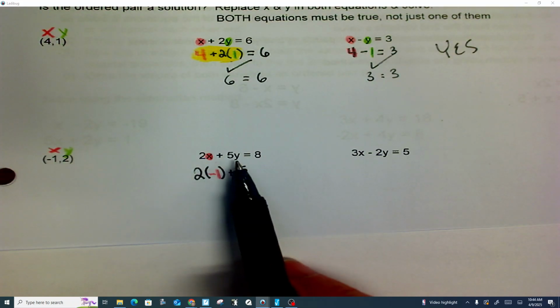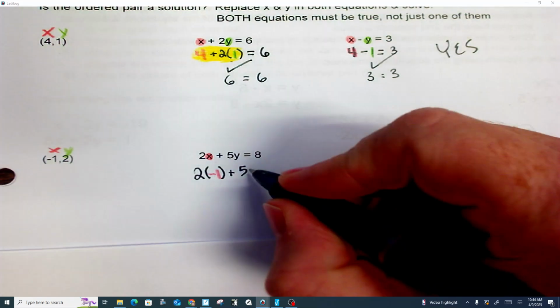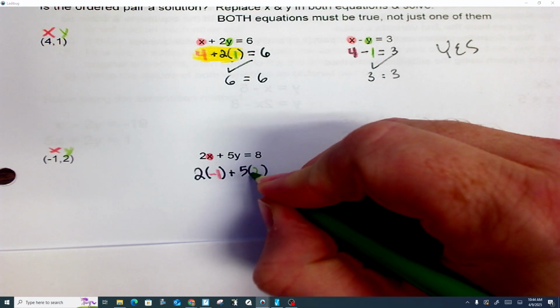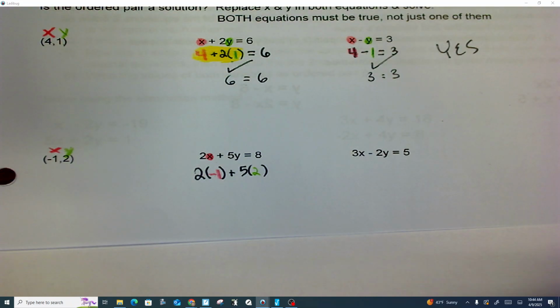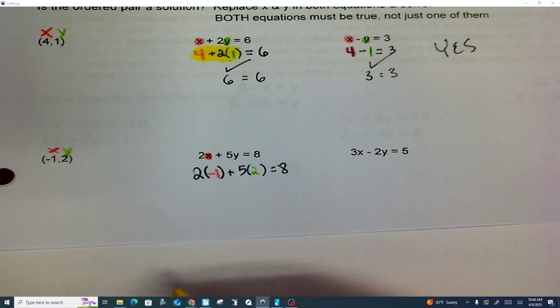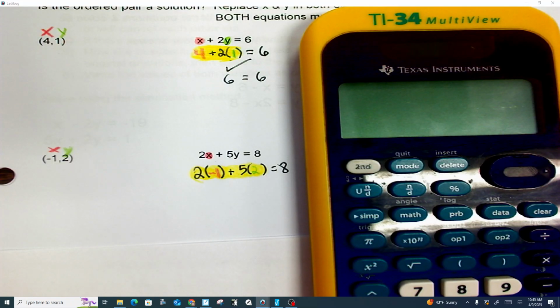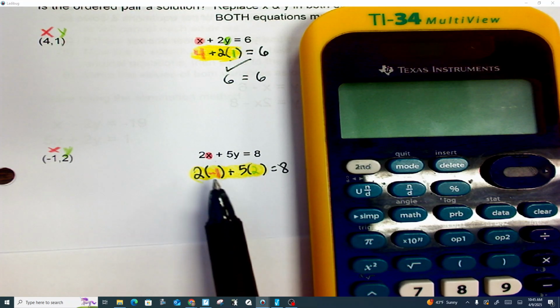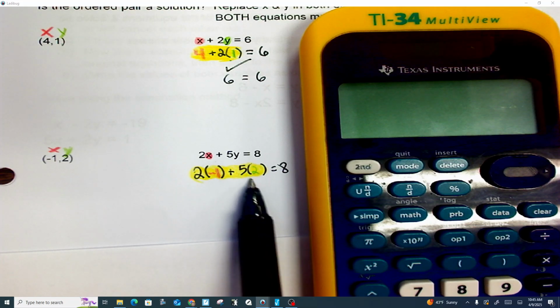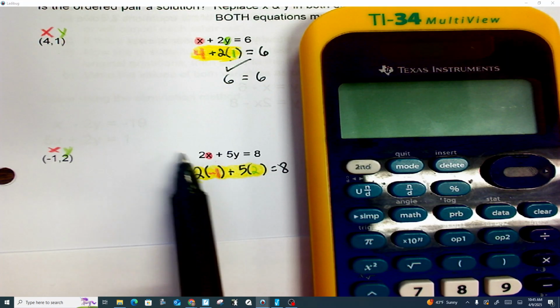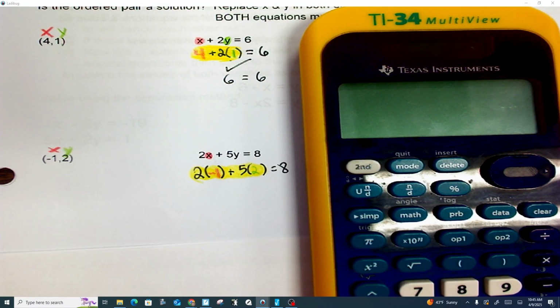And your y is 2, but the y is multiplying the 5. So we're going to put this in parentheses to show that this 2 is multiplying it. And it's all equal to 8 here. So what's the easiest way of doing it if you have access to a calculator? Well, you simply type this all into your calculator so it can handle the order of operations. It'll do the two multiplications and then it'll add them together. And if you get 8, then yes, this ordered pair is a solution to this one equation.